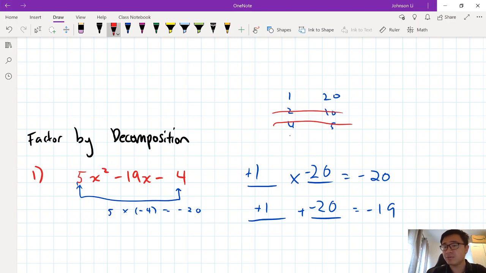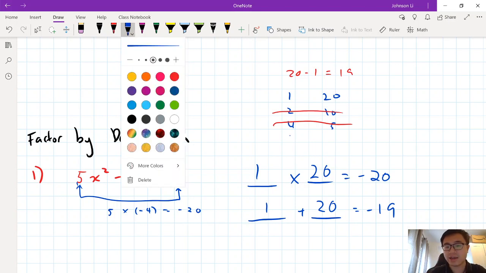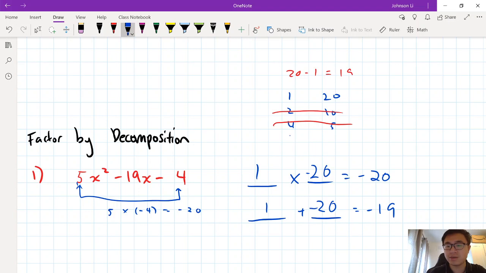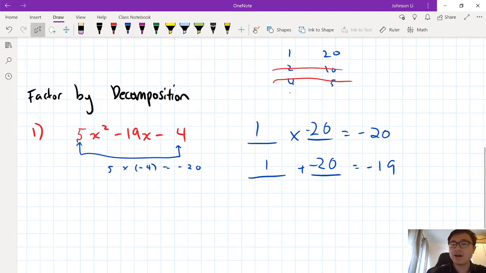Can I make a 19 from a 1 and a 20? Yes, because 20 minus 1 is 19. So it's got to be that pair. And then from there, just think about how you can tweak the positive and negative signs such that everything makes sense. Because 1 plus 20 is not negative 19, but if I add a negative sign here, now it makes sense. Alright, so now we have our correct pair of numbers, positive 1 and negative 20.